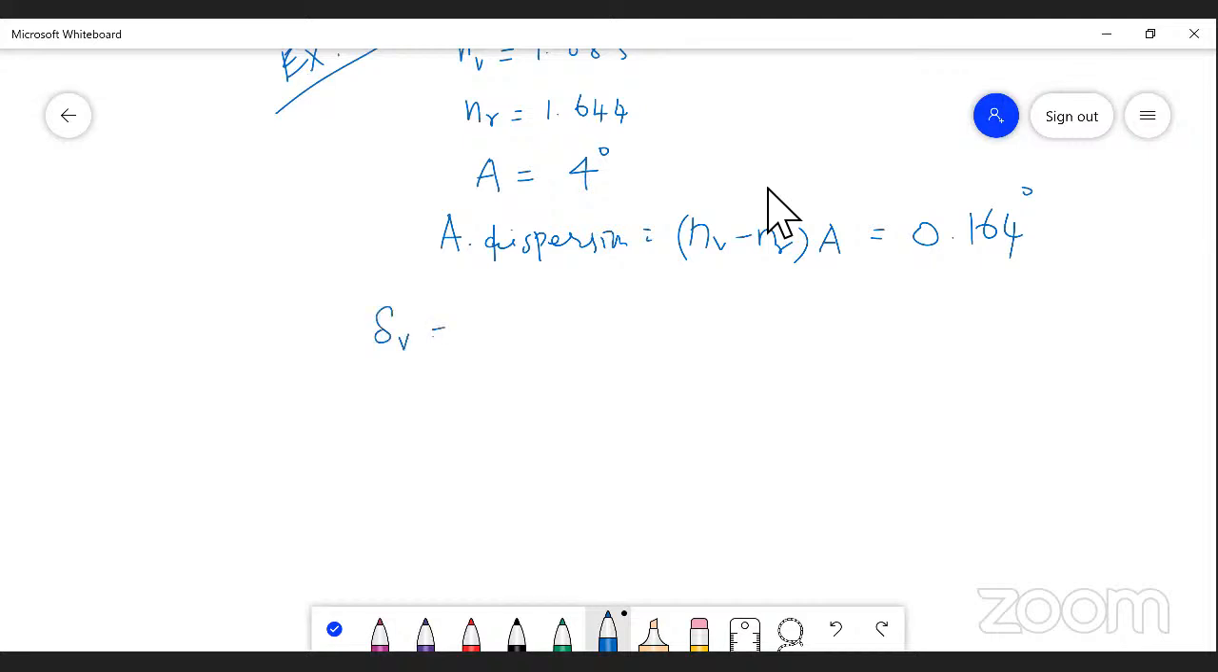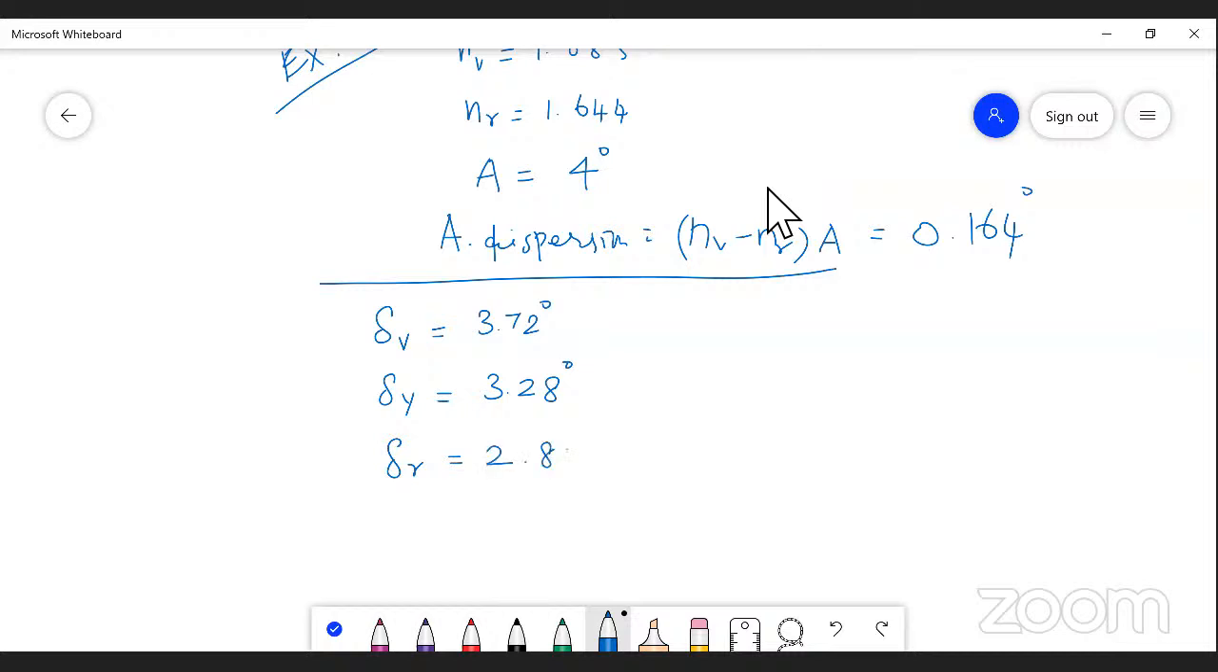And the next one. Del V is equal to 3.72 degree, del Y is equal to 3.28 degree, and del R is equal to 2.84 degree. What is the dispersive power? I give you the formula. Dispersive power is equal to, what's the formula? Del V minus del R by del Y. Very good.